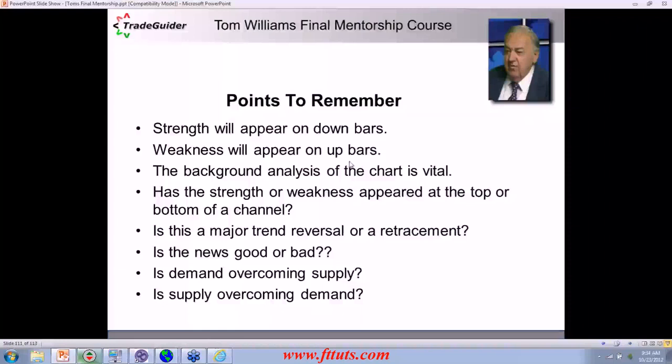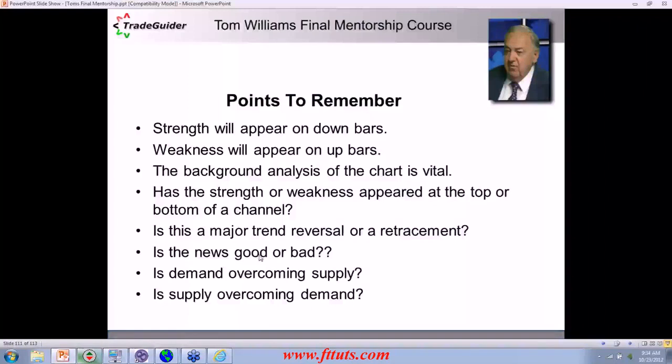Weakness appears on up bars. The background is vital to your analysis. Has the strength or weakness appeared at the top or bottom of a trend channel? Is this a major trend reversal or a retracement? Ask yourself, if you're trading stocks especially, is the news good or bad?